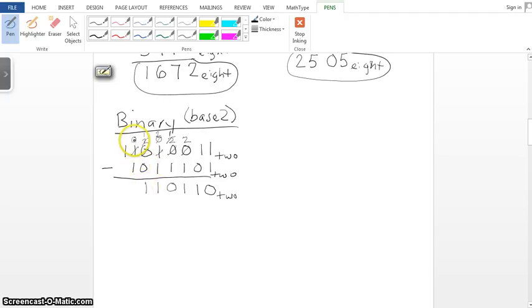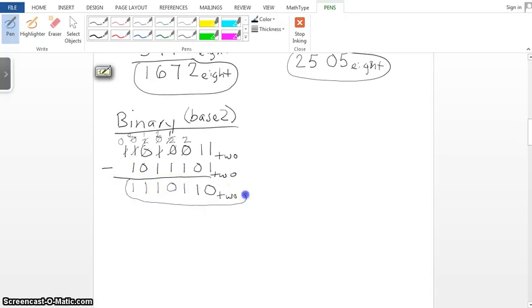Here I can't take 1 away from 0 though. So we gotta borrow from this one. And this is actually now a 2. That is a 2 if you can't tell. 2 minus 1 is indeed 1. So your answer comes out to be 1, 1, 1, 0, 1, 1, 0, base 2.